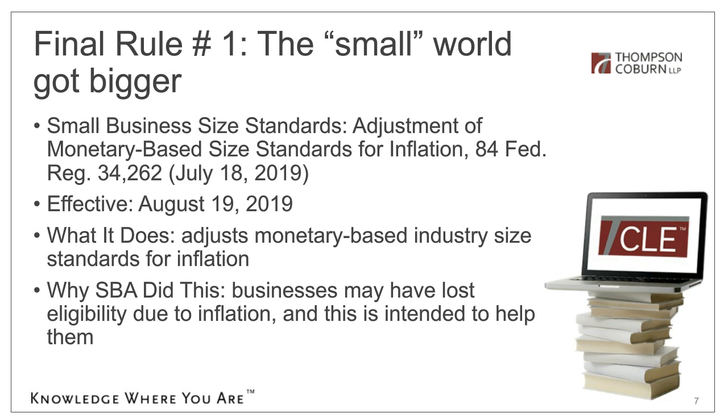This rule, the one that was implemented, is one that was just an across-the-board adjustment for inflation. And this change, SBA estimated, would impact about 90,000 additional firms. And by that I mean SBA was estimating that about 90,000 more companies would qualify as small due to this inflation increase.